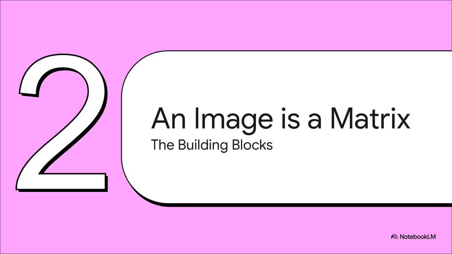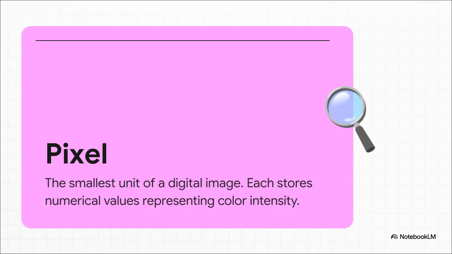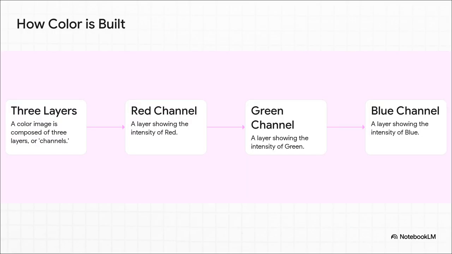To really get it, we've got to zoom way, way in, down to the most basic, fundamental component of any digital image. It all starts right here, with the humble pixel. You can think of it like a single tiny tile in a giant mosaic. Each one of those little tiles has a very specific color and brightness, and every single digital image you've ever laid eyes on is just a massive grid of these little dots, each one holding a tiny piece of numerical data.